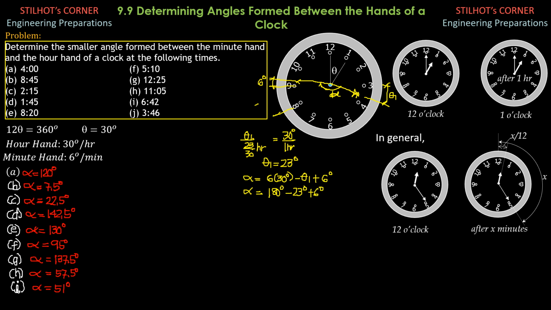So therefore, our answer to J is alpha equals 180 degrees minus 23, then plus 6, which is 163 degrees.